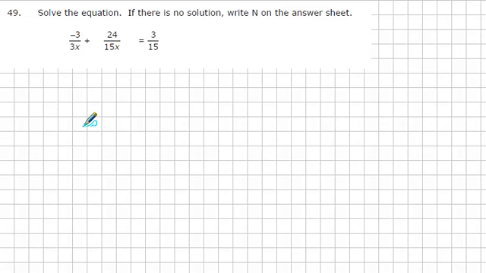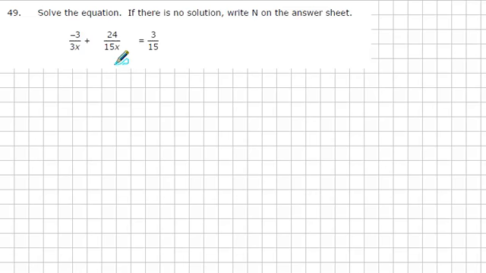Solve the equation minus 3 over 3x plus 24 over 15x is equal to 3 over 15. This is called a rational equation, and the strategy for a rational equation is to clear the fractions by multiplying both sides by the LCD, the least common denominator.